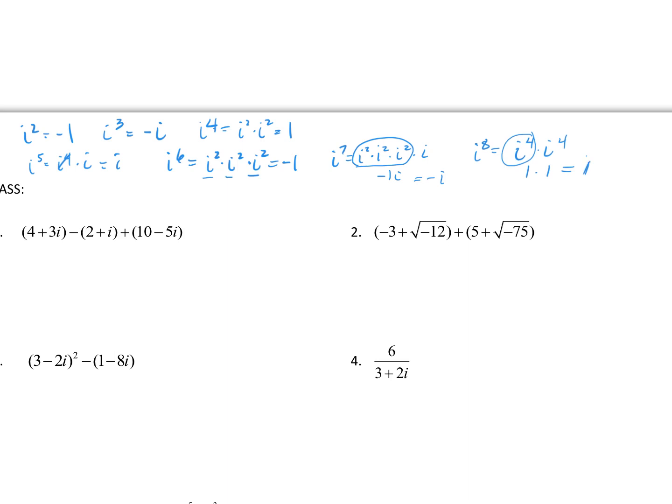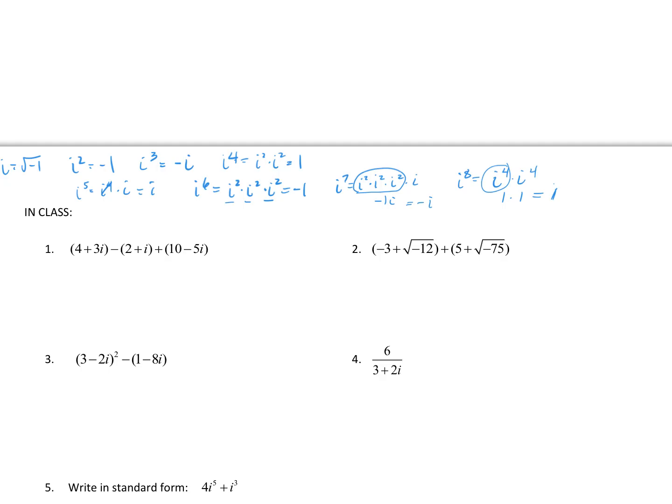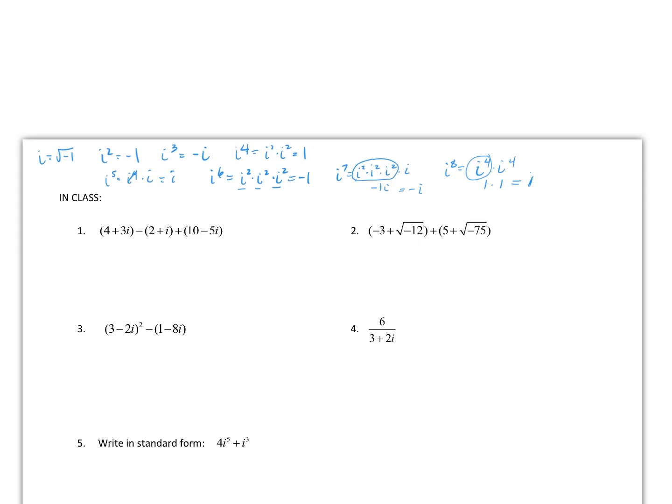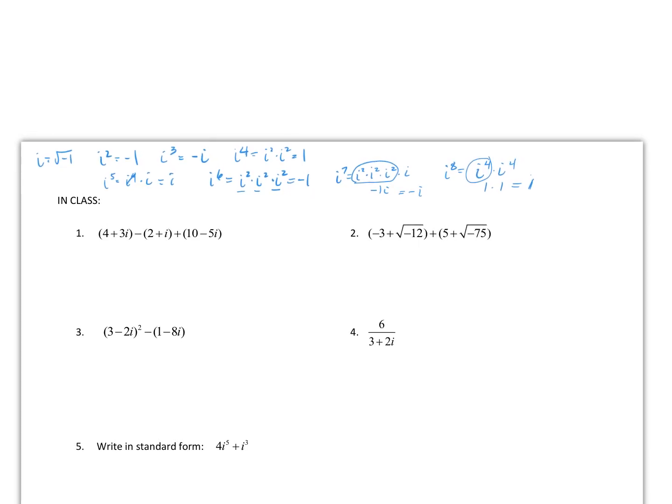But what I wanted you to see is it becomes a cycle. They all just start repeating, right? Every 4, it comes back to i, negative 1, negative i, positive 1. i, negative 1. So it repeats itself. So that is the cycle of i.